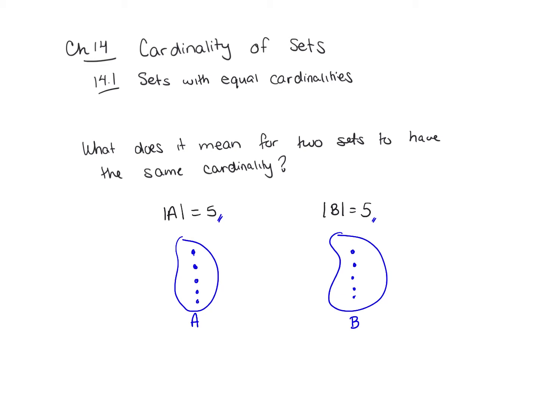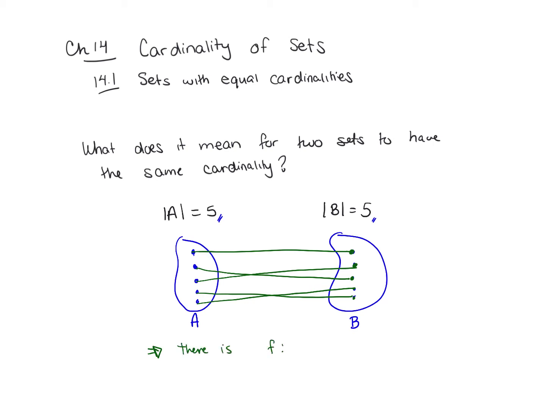So one thing I can do is I can say if they have the same size, then there's some nice way to match the elements in one set to the elements in the other set, in a way where every element in the first set gets mapped to exactly one element in the second set, and I don't leave anything behind. Right? Well, that's exactly the same as saying there is a function, f, from the first set to the second, and that function is 1 to 1, so that two elements don't get mapped to the same element, and onto. So there is a bijective function f from A to B.